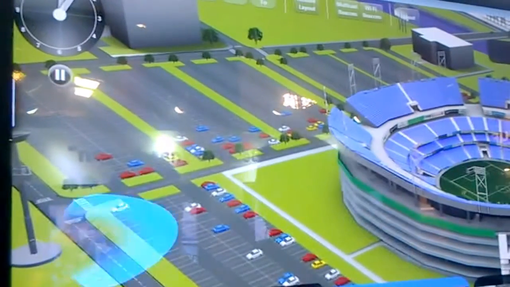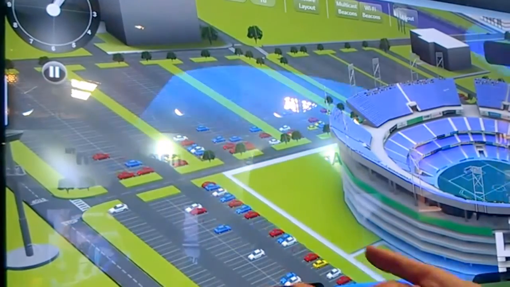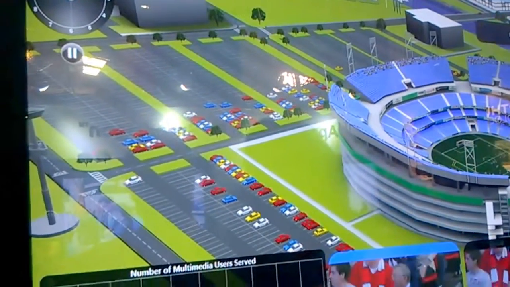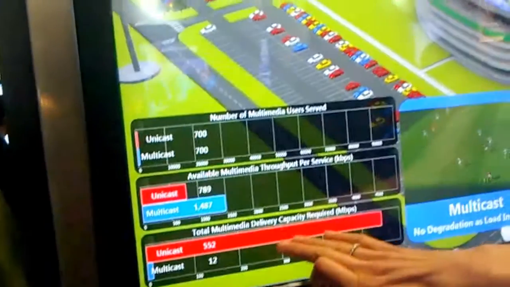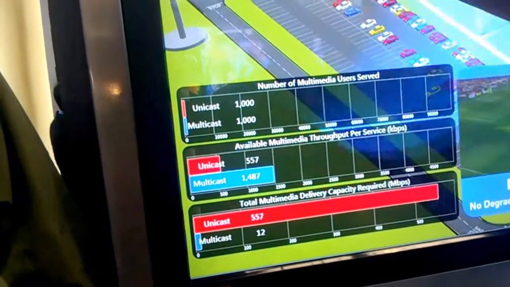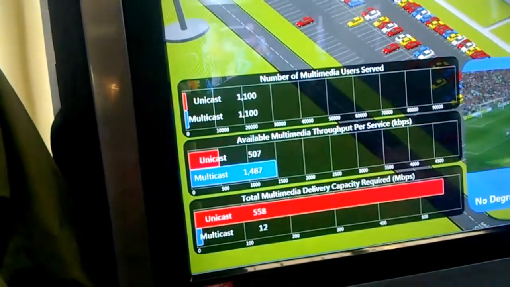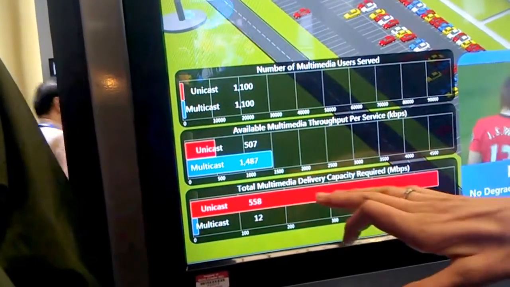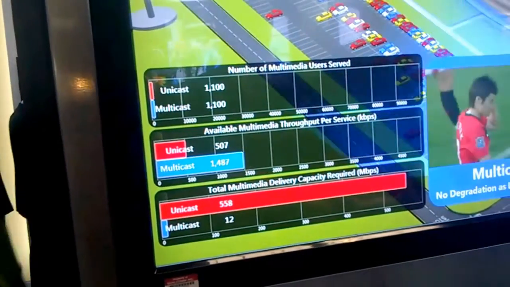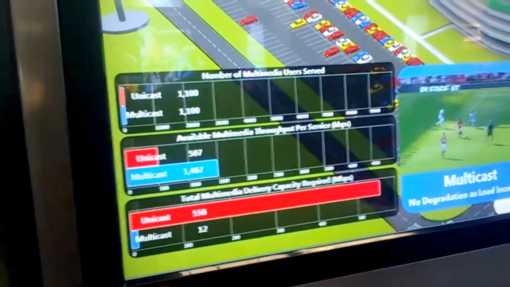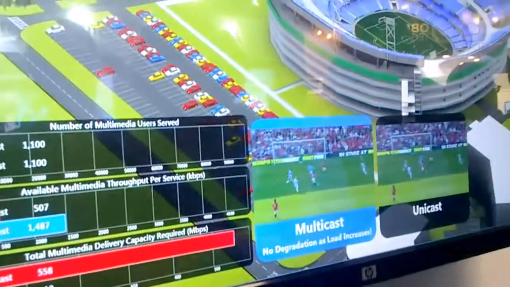You have a number of people who start coming into the stadium as the event is taking place. They're all trying to use their phones. They're all trying to stream video over unicast. As more people continue to access content over unicast, the amount of bandwidth required increases, and the amount of capacity actually decreases. So you eventually get to the stage where the unicast signal will cut out because too many people are trying to access it.